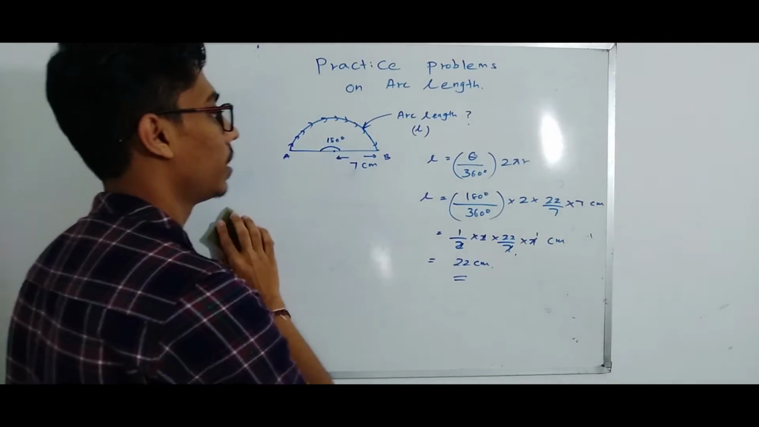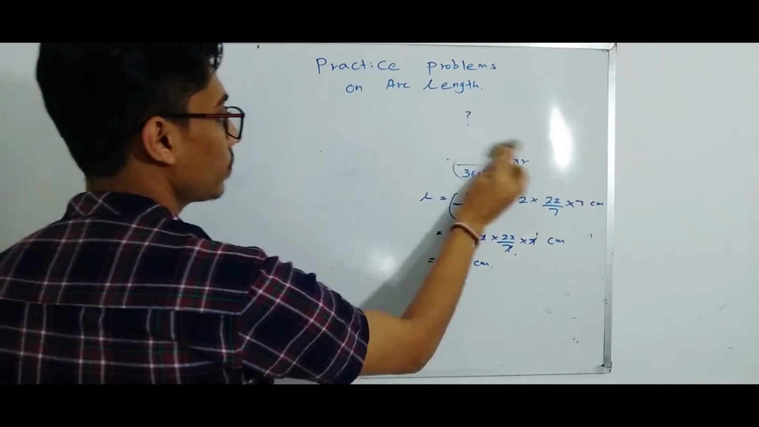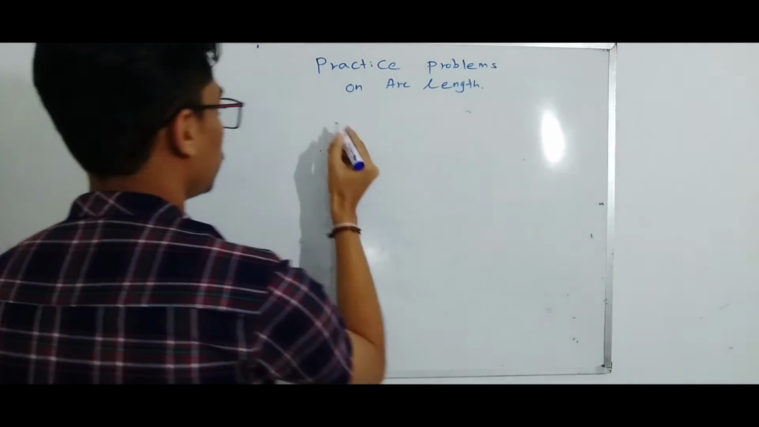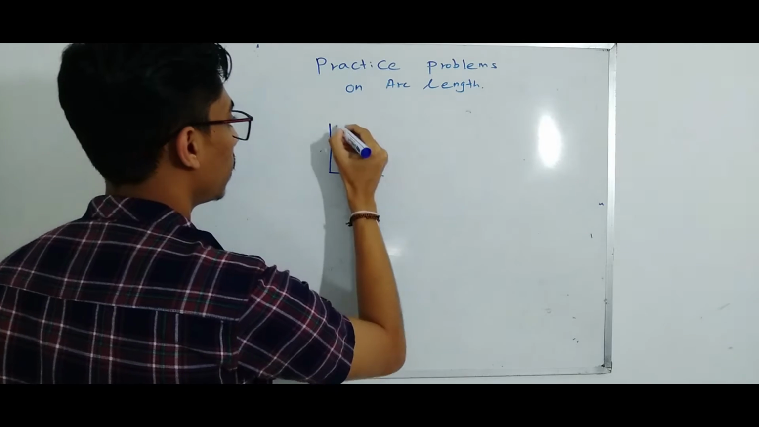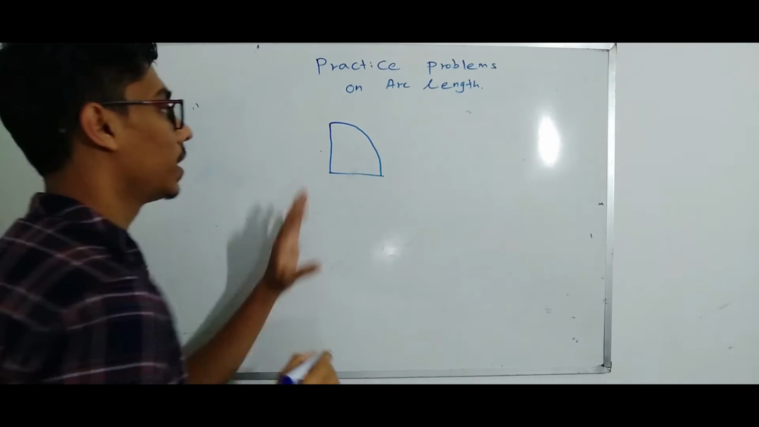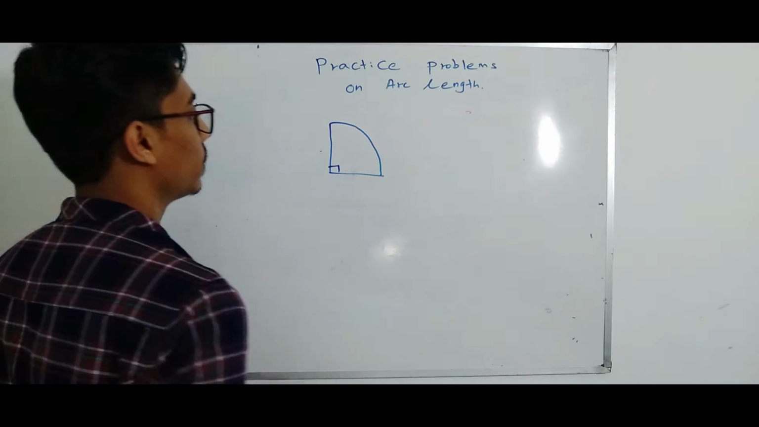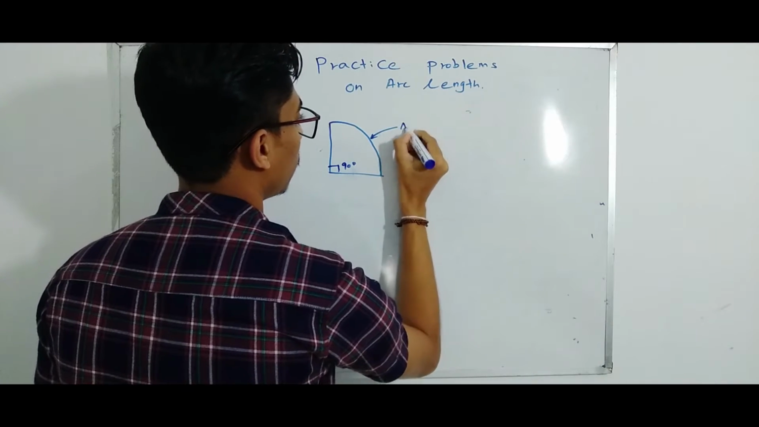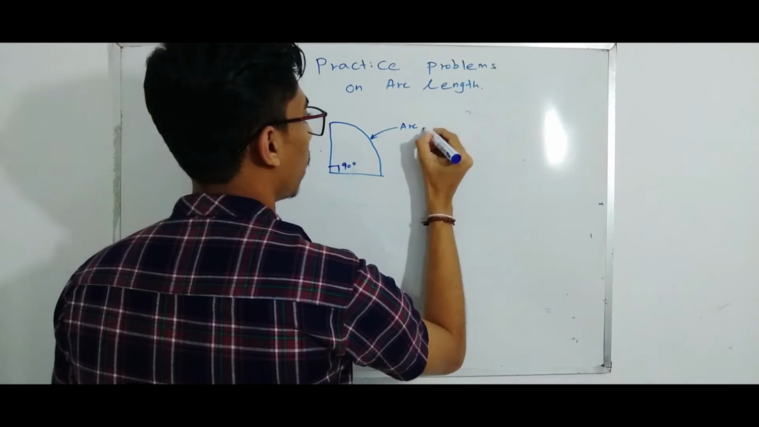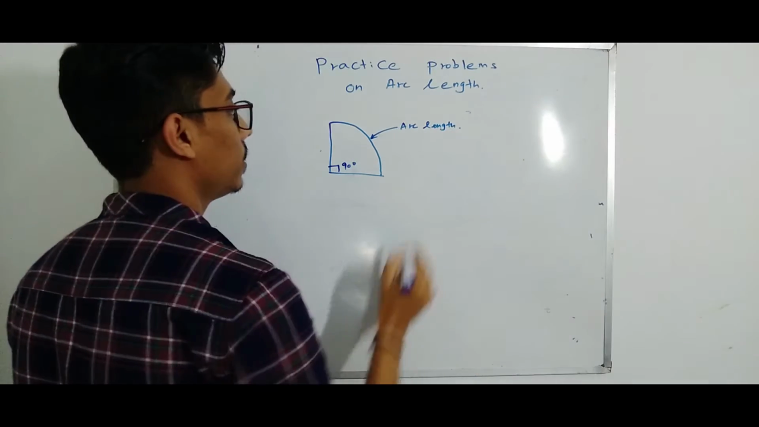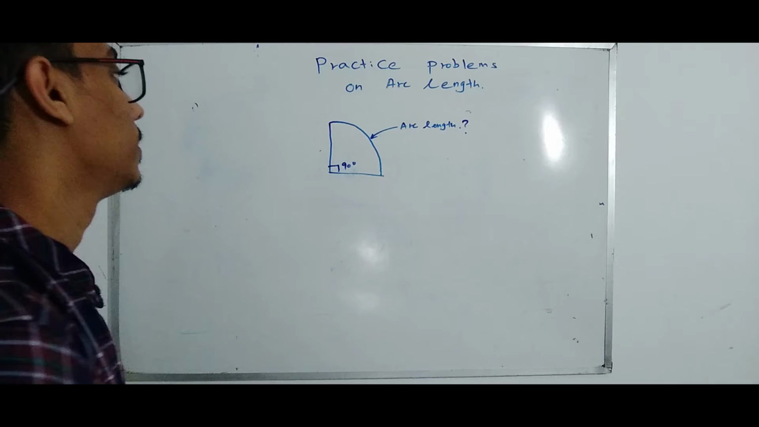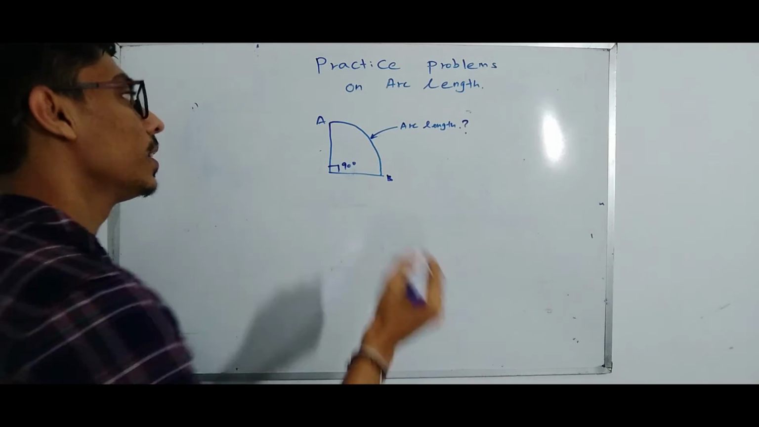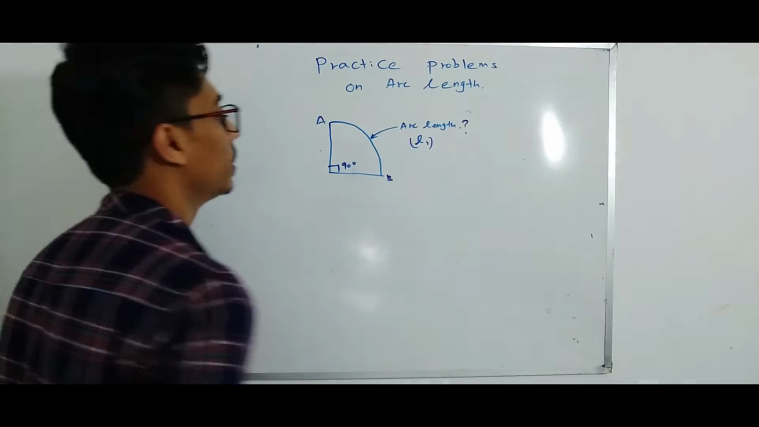Let me work out another example. We take this. So this is another sector of a circle. This is a quarter of a circle. You have a 90 degrees angle here, and this is the arc. This is the arc length. So we are interested in finding this, A to B, and again I will mention this as L1. So this length is L1.